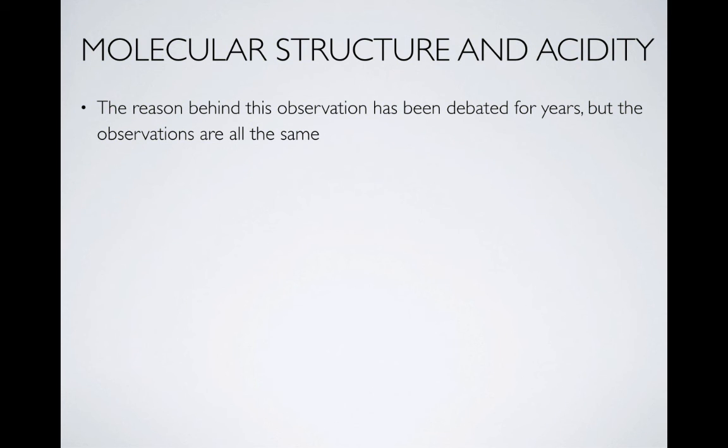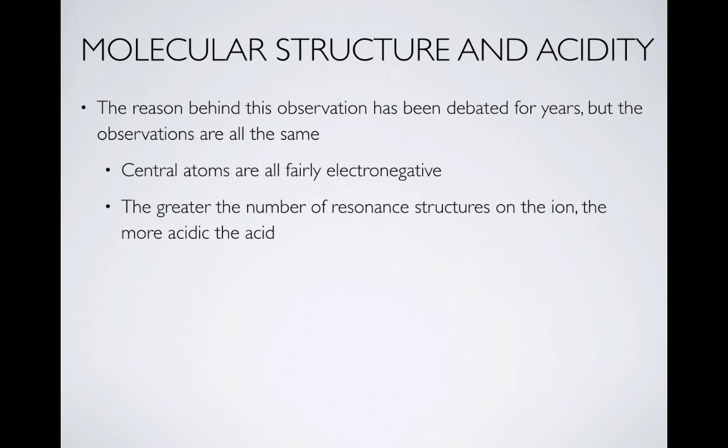Now, the reason behind the observation of the number of oxygens has really been debated for a lot of years. Different textbooks will put in different reasons, and nobody's really entirely positive on what effect those extra oxygens have. But the observations are all fairly clear. It's just the reasons that are all a little bit muddied. But all those central atoms are fairly electronegative. You'll see sulfur in the middle, phosphorus in the middle, nitrogen in the middle, all fairly electronegative atoms. And the greater the number of oxygens on that central atom, the greater the number of resonance structures that can exist on the ion, and the more acidic the acid tends to be.